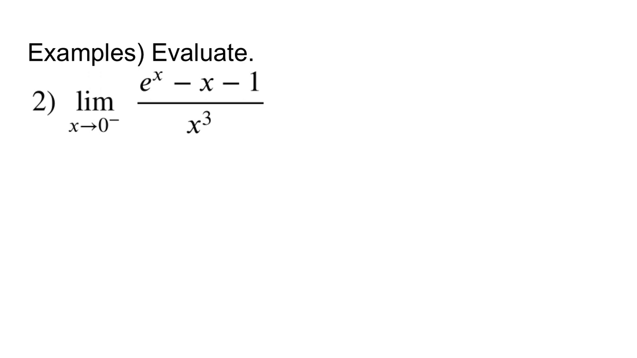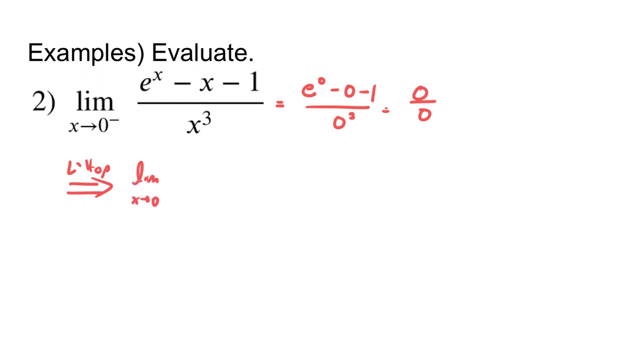What about this one? The limit as x approaches 0 from the left-hand side of e to the x minus 1 over x to the third. Well, let's see here. If I just plug in 0 right away, e to the 0 minus 1 over 0 to the third, I end up with 0 over 0. Okay, let's apply L'Hopital's rule. In this instance, it doesn't matter whether I'm evaluating from the left or the right, I still get 0 over 0. I'll apply L'Hopital's rule, and I'll get 3x squared.